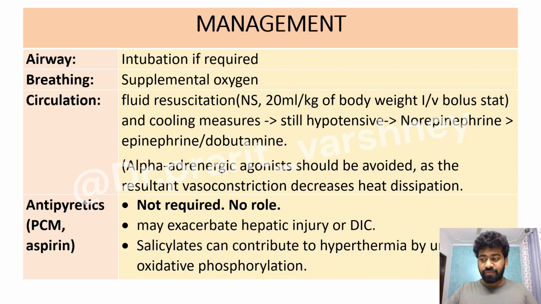Now, the management of heat stroke. Any unconscious patient brought to you in emergency, you will do the ABCD thing. A for airway, intubate if required. When the airway is not patent, if the patient's GCS is 8 or less than 8, you will intubate the patient. Second is breathing. The patient is tachypneic, hypoxic, you will provide supplemental oxygen for the patient.